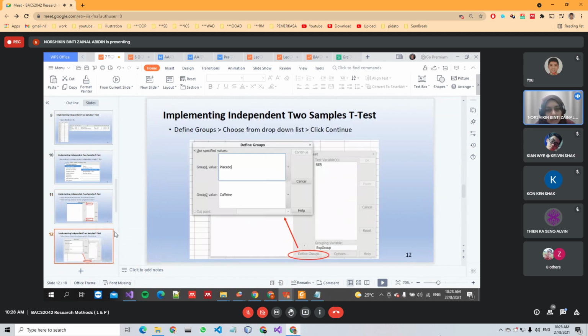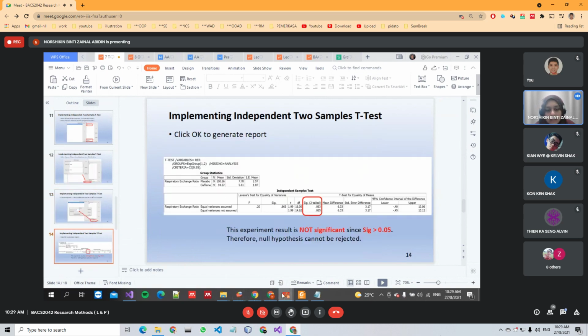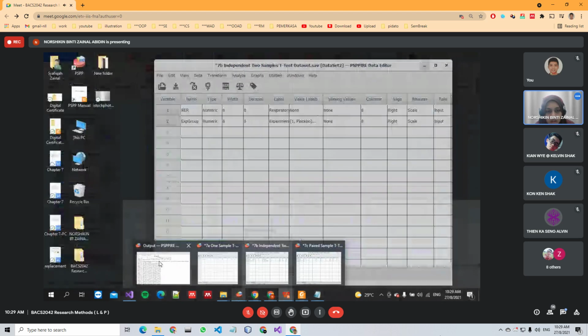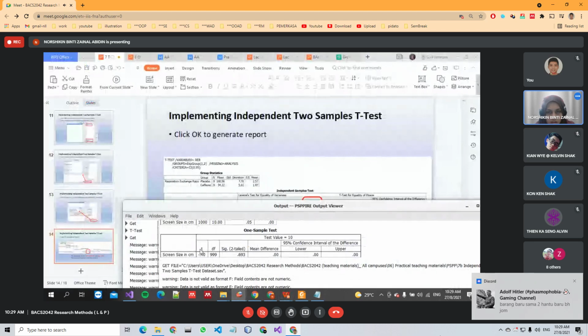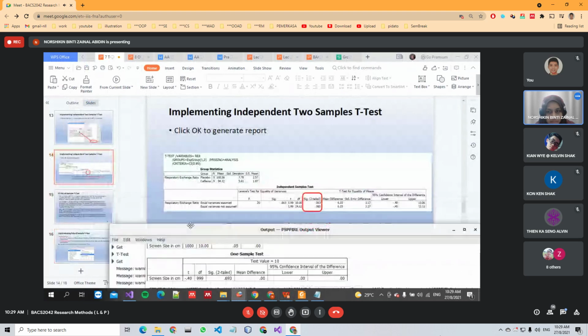And then you set group one value as the placebo, group two as caffeine. When you click on define groups, group one is placebo and group two is caffeine. And then, I think this one is auto set already, confidence interval is equal to 95. And then you click on OK, you will get this result.